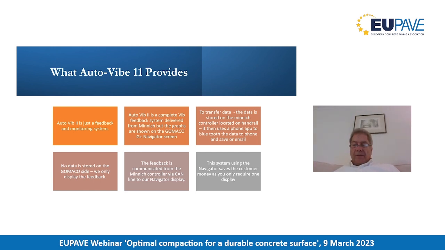But all the data on an Auto-Vib system is stored in the Minnich controller. There's no data stored on the Gameco side. We only display the graphs. The feedback is communicated from the Minnich via CAN line to the navigator.